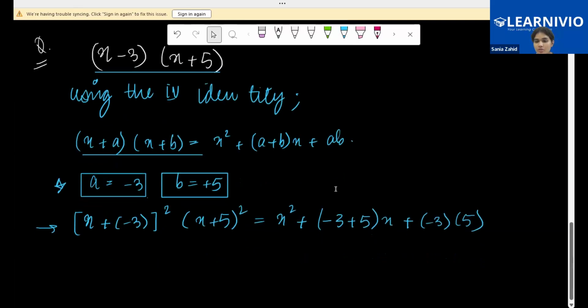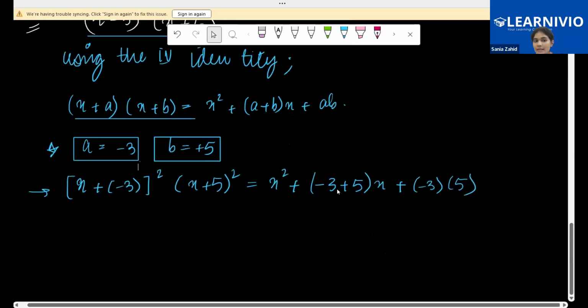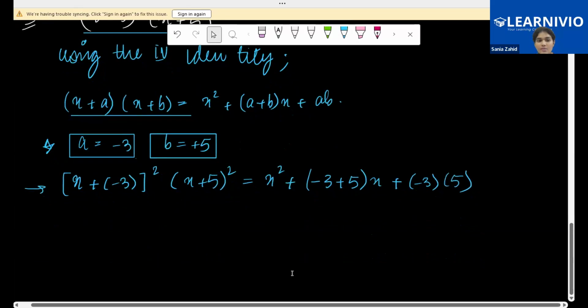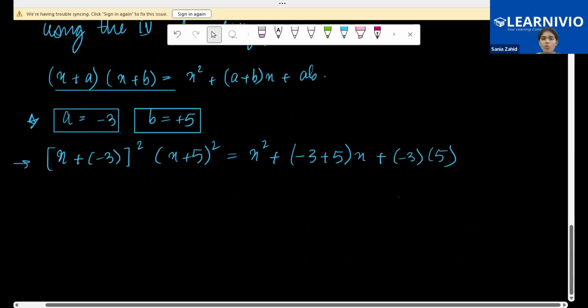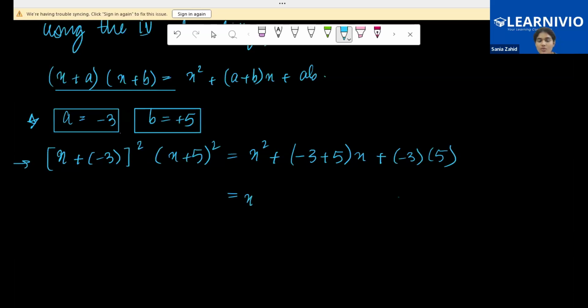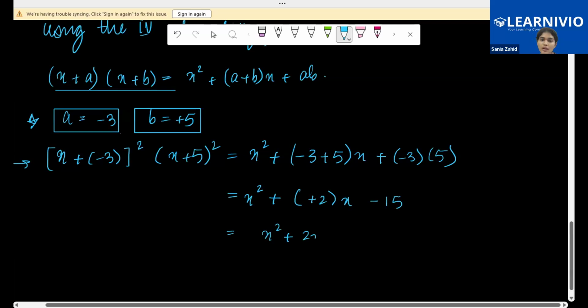Okay, so I can break down this identity as (x + (−3))(x + 5) gives you x² + (a + b)x + a·b. Now you can open this and it becomes x² + (−3 + 5)x, which gives you plus 2x, and minus 3 into plus 5 gives you minus 15. So my answer becomes x² + 2x − 15.